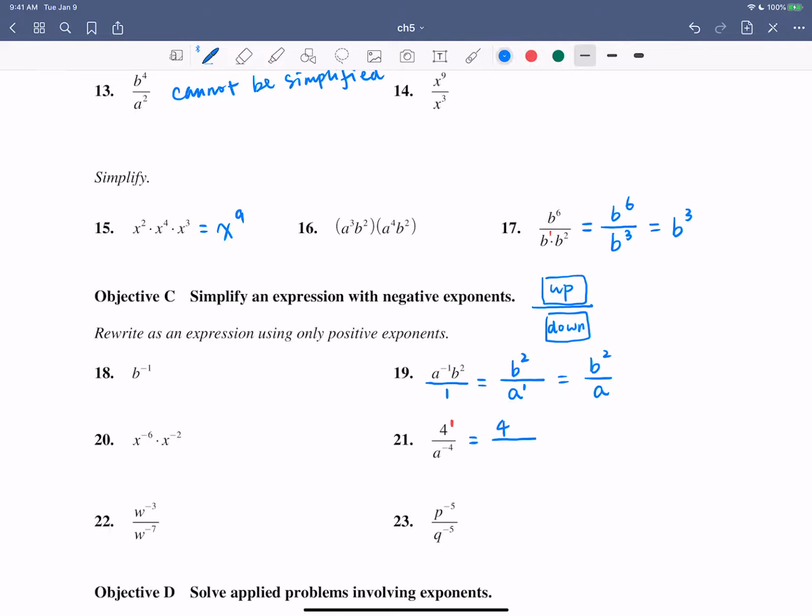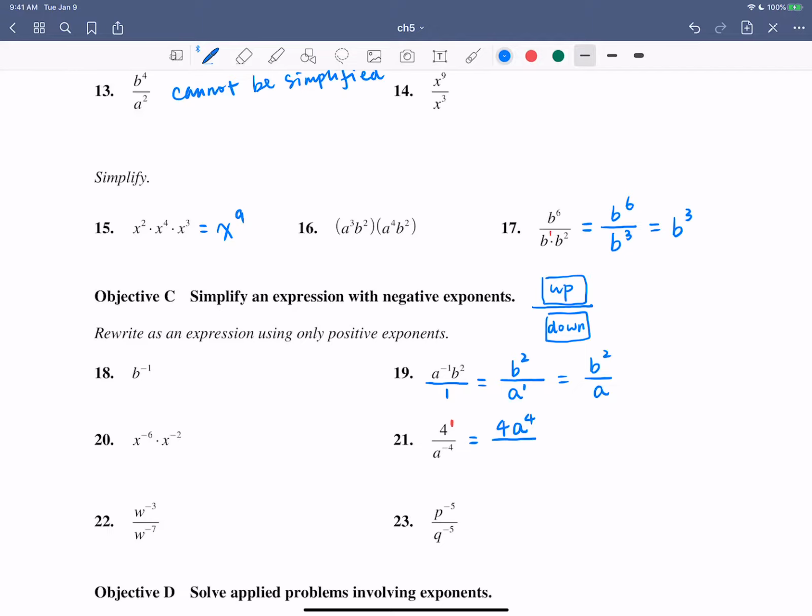Now let's look at downstairs. Downstairs, you have a to the negative 4. This one definitely has a negative exponent attached to it. That means we have to move it upstairs. So we keep the base, a, and then we rewrite the exponent from negative 4 to positive 4. So what happened to downstairs? We moved everyone downstairs upstairs. There's no one left downstairs.